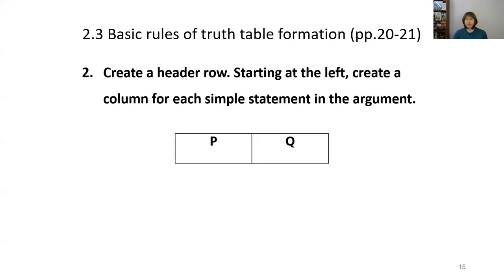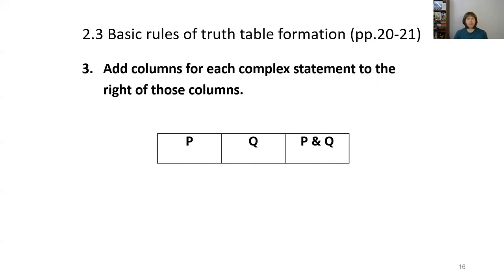The next step, we create a header row. Starting at the left, create a column for each simple statement in the argument. So we're just starting with simple statements for the moment. In this case, we just have a column for P and a column for Q. We have two simple statements, that's it. So we make one column for each of them.